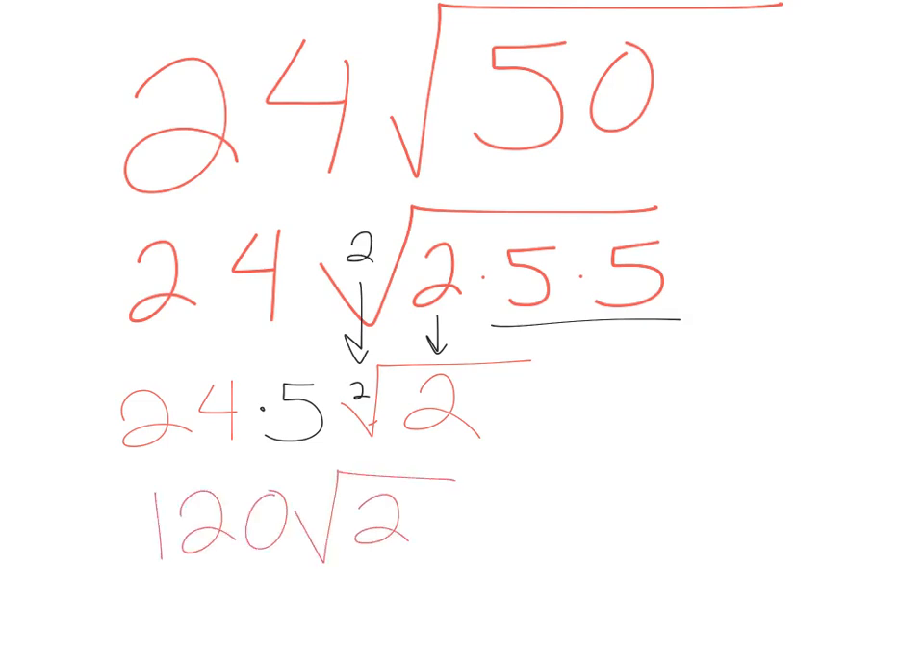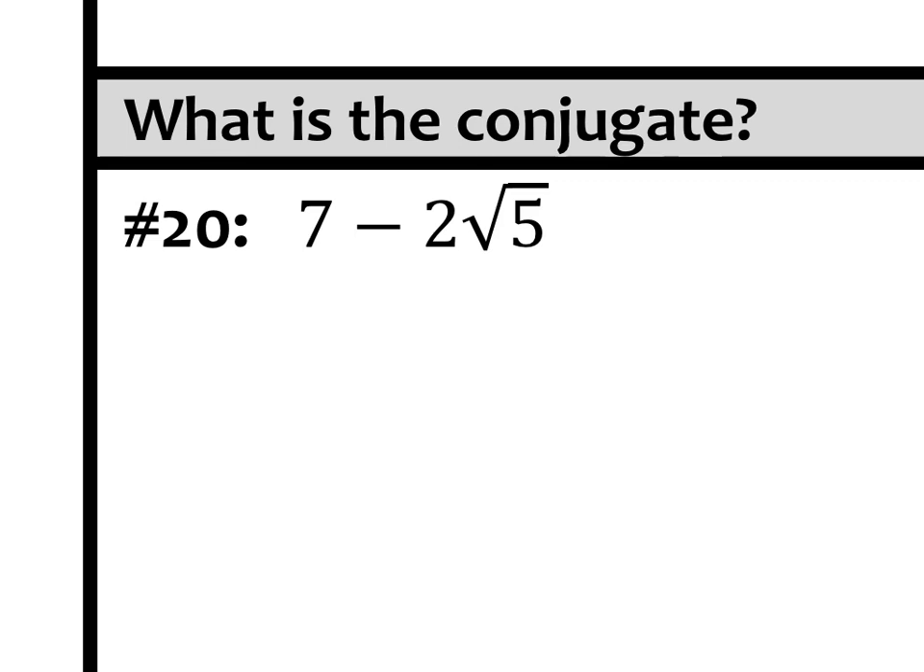Inside, all we have is a 2. If there were more things inside, we would actually multiply them together, and this is what we get.